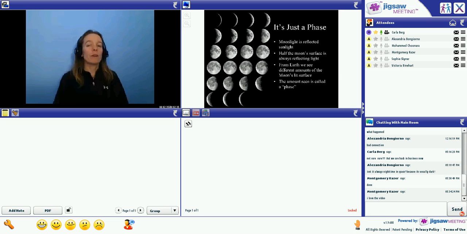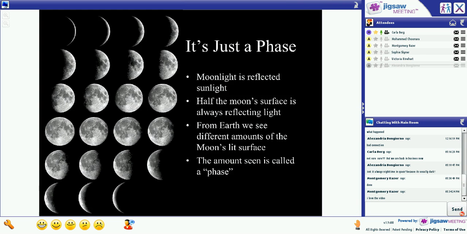What we're going to look at now is the phases of the moon. Now, when you look up at the night sky, you see a different moon pretty much every night. Sometimes you see just a very little sliver of the moon, and sometimes you see what is called a full moon. So let's take a look at this PowerPoint that says it's just a phase.